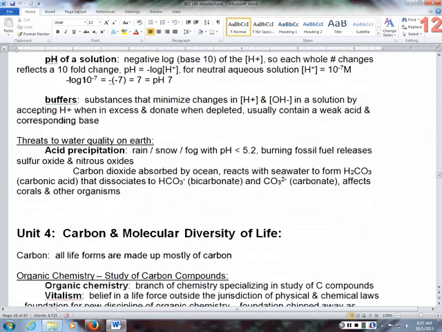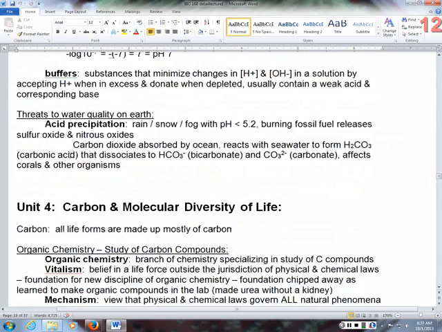So the buffer makes it so your pH change doesn't go too quickly. It helps to absorb some of those extra ions.